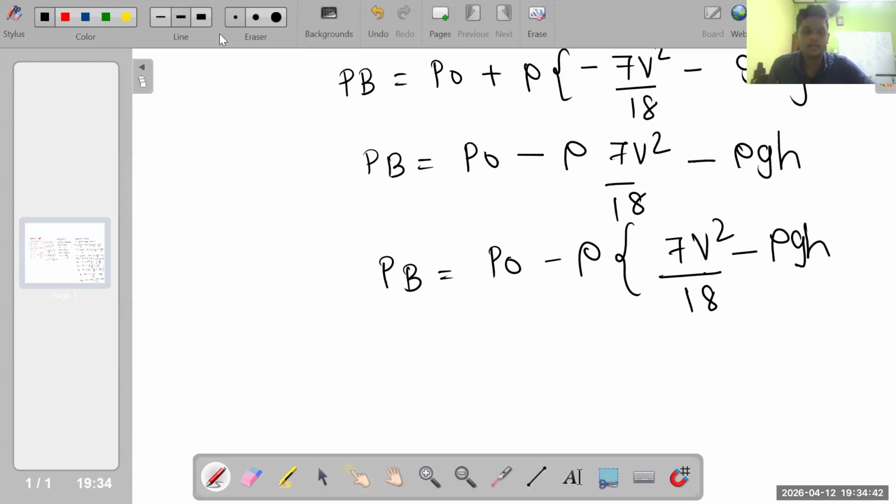So rho will be out, this rho will be out, because the rho has been taken out. We should be careful here without making any mistakes. Right. Done. Question has been done. Okay. So PB equals P naught minus rho times 7 V square over 18 minus GH.